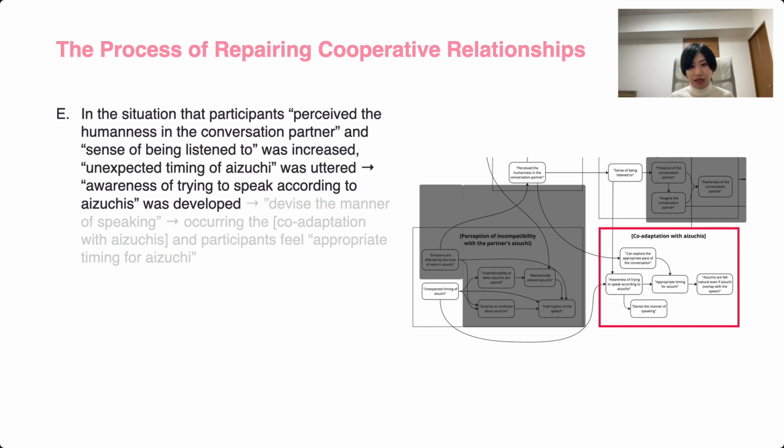Even when Aizuchi was uttered at an unexpected timing, in the case that the participants perceived humanness in the conversation partner, they became aware of trying to speak in accordance with Aizuchi. At this time, speakers tried to adjust the pace of speech or the timing of pause to Aizuchi-bot. As a result, co-adaptation occurs in which the speakers feel that the Aizuchi were at appropriate timing.